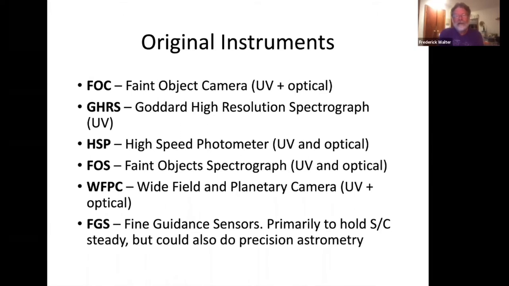And then there are three fine guidance sensors. Their main role in the telescope is to hold it stationary when it's looking at an object. You don't want this telescope wobbling while you're looking at an object. That sort of destroys the good seeing you can get up above the atmosphere. But you don't need all three of them. Two of them will suffice. Actually, one will suffice. And the other ones can be used to study stars that happen to fall in the fields of view, and they could do precision astrometry on select stars.